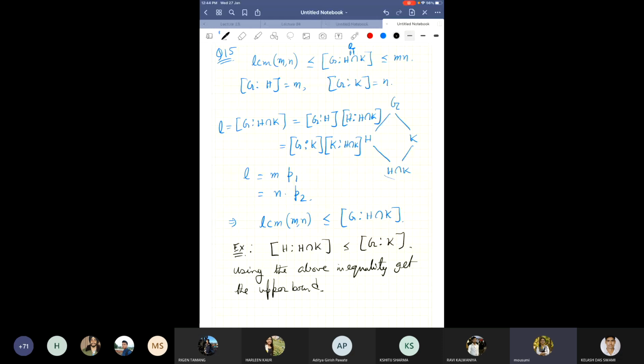Ma'am, this is basically P1 is less than or equal to N. Yes. Then we can directly say it is less than or equal to MN, right? So the only thing now you have to show is that the number of left cosets of H intersection K in H is less than or equal to the number of left cosets of K in G. So think a little bit about it, and if you are not getting it, I will tell you tomorrow, but just give a thought about it.